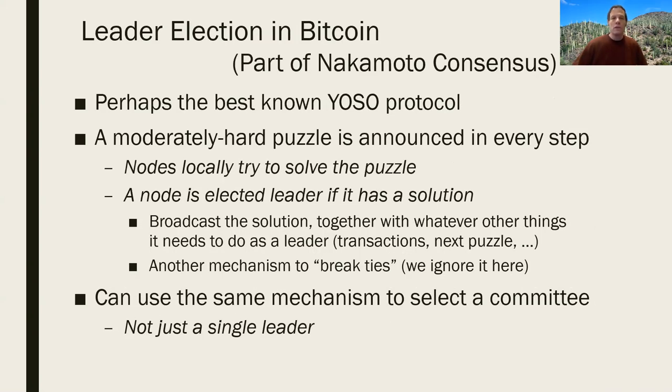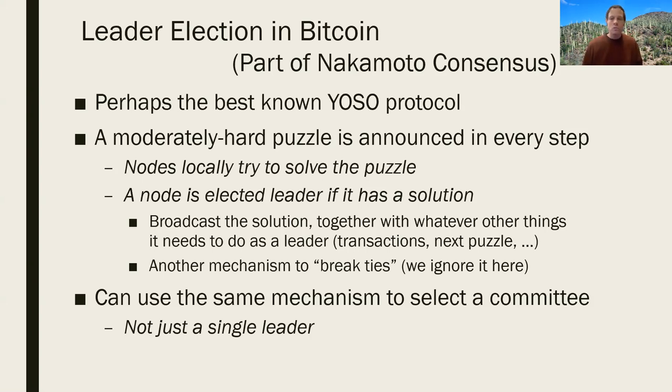The best known example is the leader election in Bitcoin, which is part of the Nakamoto consensus protocol. The way that works is at every step, there is some moderately hard puzzle that's announced publicly, and then nodes locally try to solve that puzzle. A node is elected the leader if it has a solution. So it's very easy for a node to do local work and determine whether or not it's a leader. If I have a solution, then I'm a leader, and then I can broadcast the solution and everybody knows that I'm a leader.